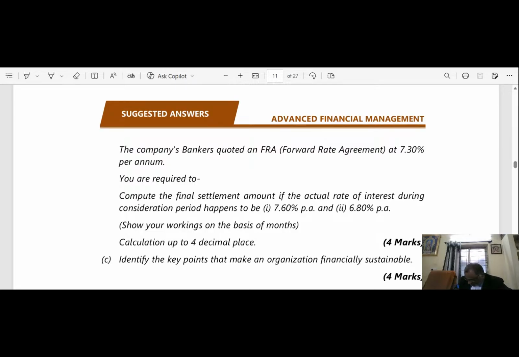FR is equal to the agreed upon forward rate.